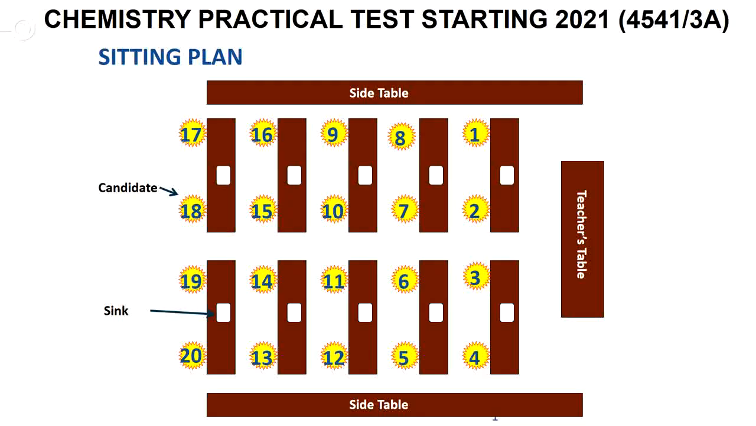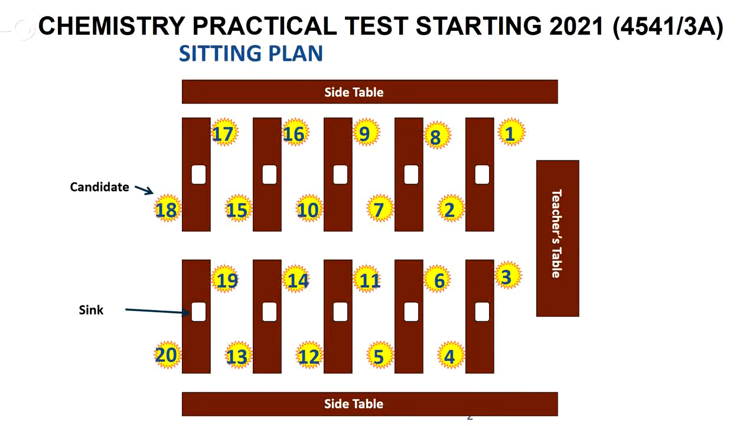First, we look into the seating plan. There are two common seating plans for each lab that can accommodate 20 candidates. The first type of arrangement is the students are sitting next to each other in each table. The second type of arrangement is the students are sitting diagonal to each other in each table.